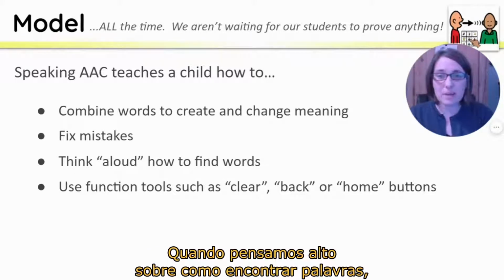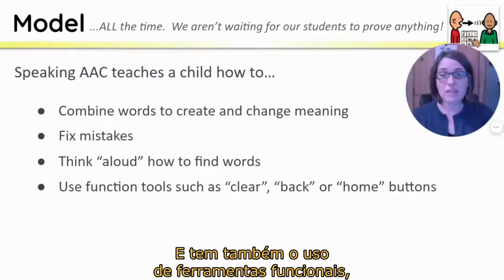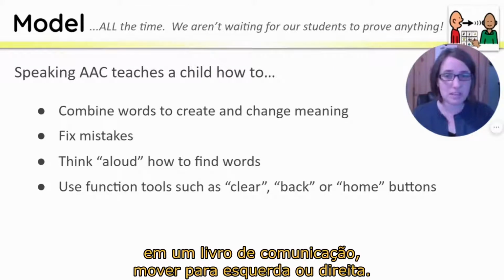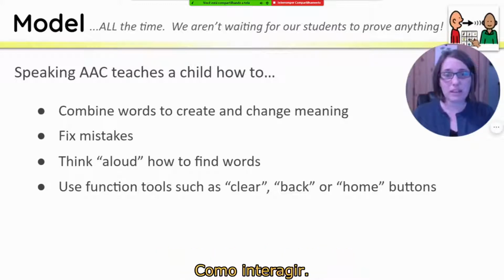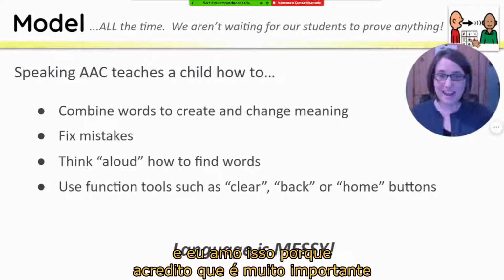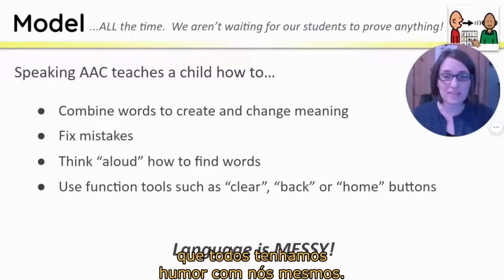When we think aloud about how to find words, we teach kids how to navigate and we teach strategy. And then there's also the use of function tools, clear, back, home buttons, even how to navigate tabs or turn pages in a communication book or move left to right. All of those functions teach how to interact. But ultimately, it shows that language is messy. And I love this because I think it is so important that we all have grace with ourselves.